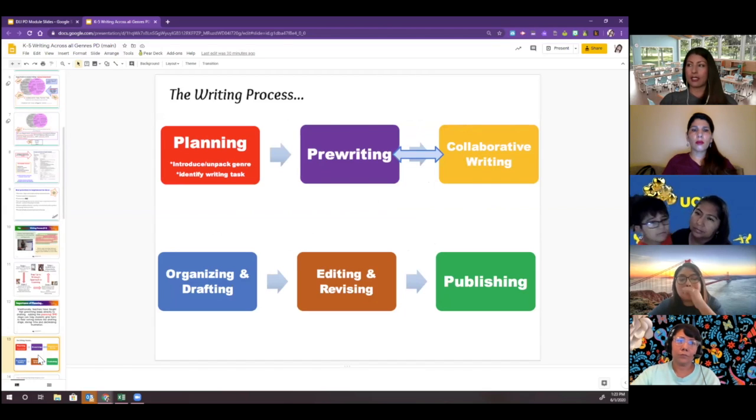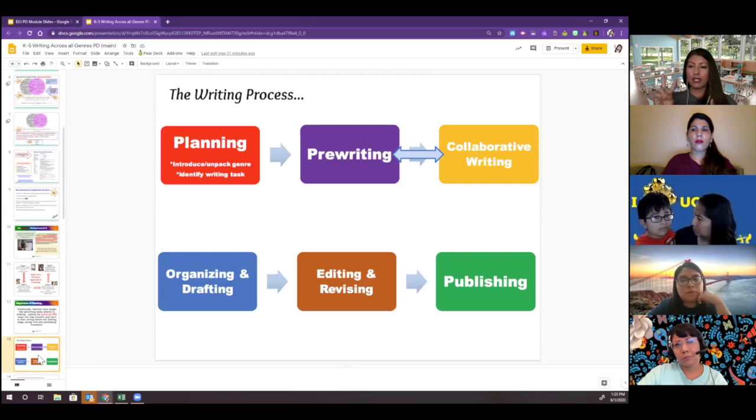stage, and the planning stage happens before the pre-writing stage. So normally most of the TPT posters that are out there, or the posters you can buy from the teacher store, they always start with the pre-writing, and then they work their way through the organizing and drafting, editing and revising, and then moving on to publishing.